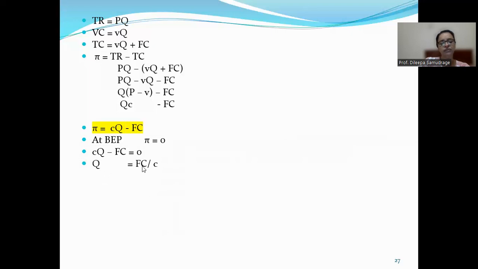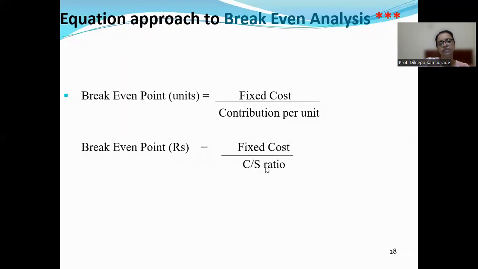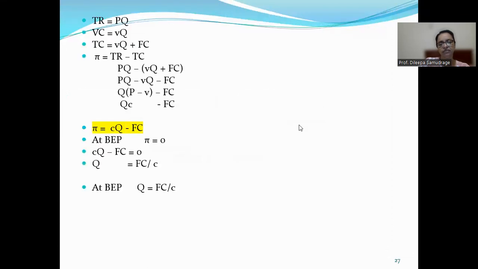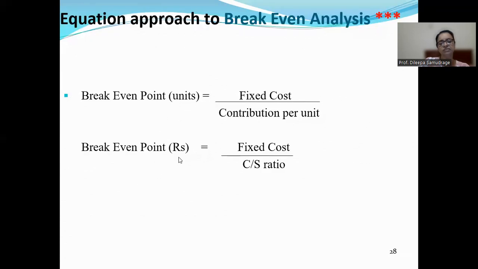So break-even point in units means fixed costs divided by contribution per unit. At break-even point, units equals fixed cost divided by contribution per unit, right? So this is how you have to derive it. Now you can write down your equation. Break-even point in units is fixed cost divided by contribution per unit, which you derived from here. And also break-even point in rupees means fixed cost divided by CS ratio, right? Clear?